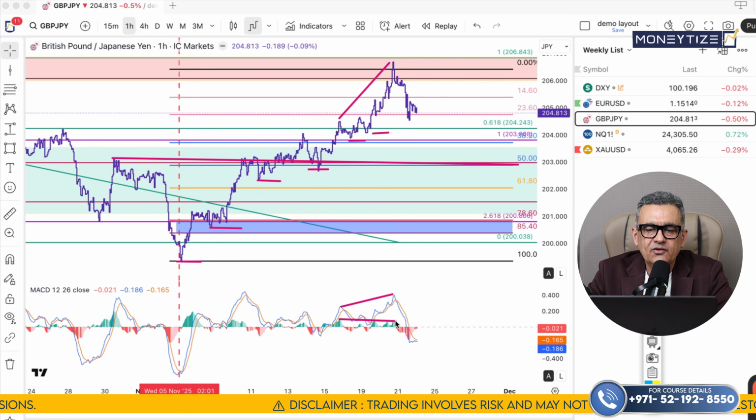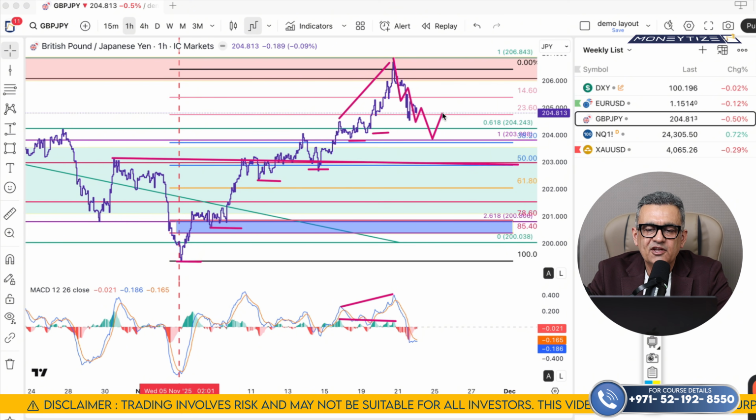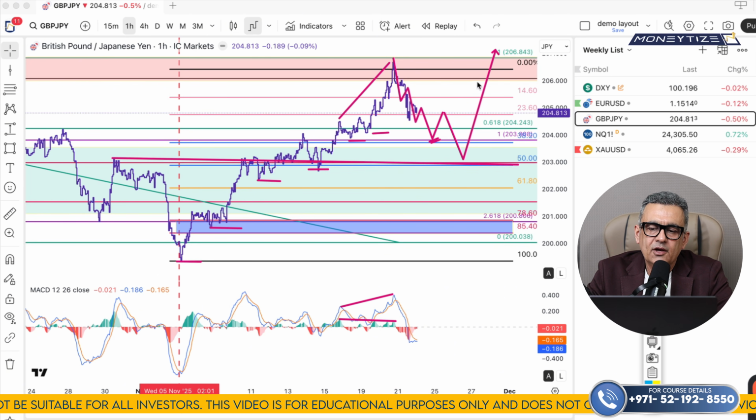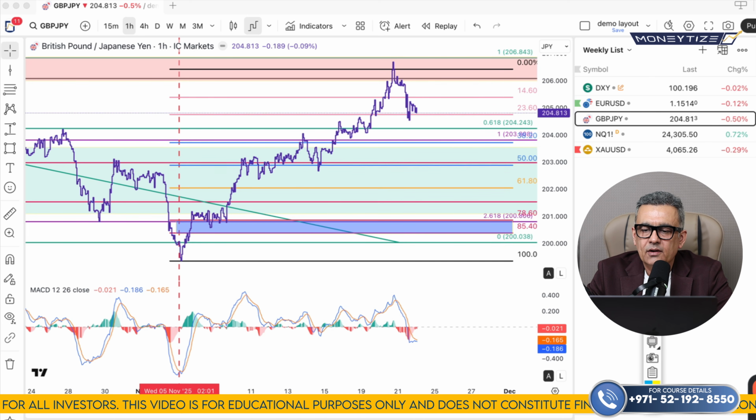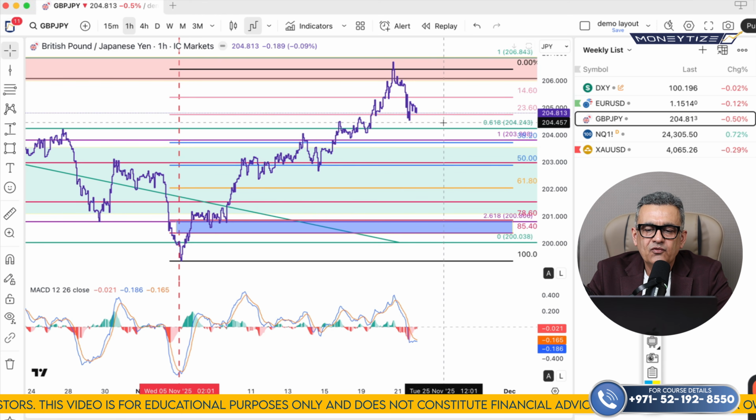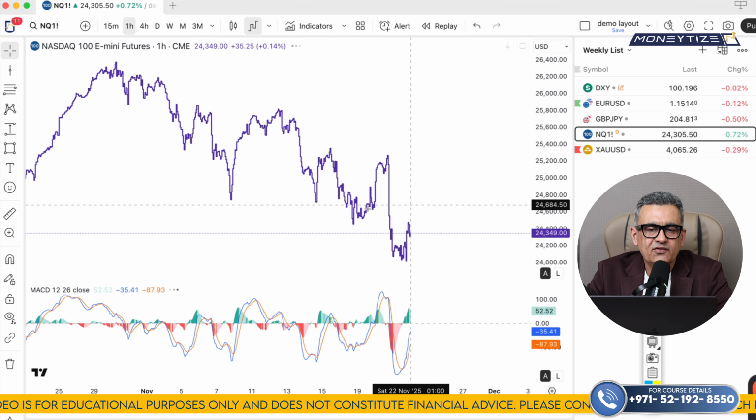I can see a flat histogram, which brings a short-term pullback here, but a drop towards 38.2 is expected to bring the first round of buyers. Maybe a deeper correction towards 50% will bring the second round of buyers, and they will take over the control from the sellers. Now let's move to the next instrument, that is NASDAQ.